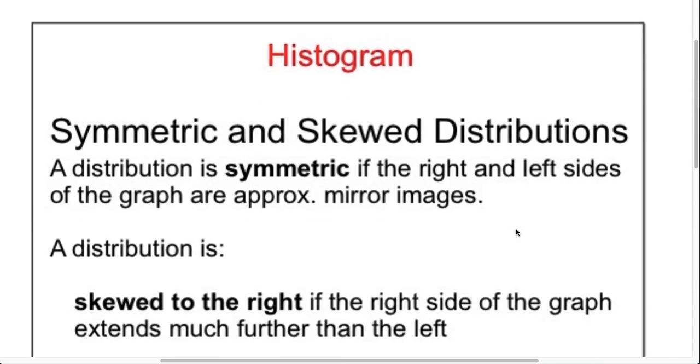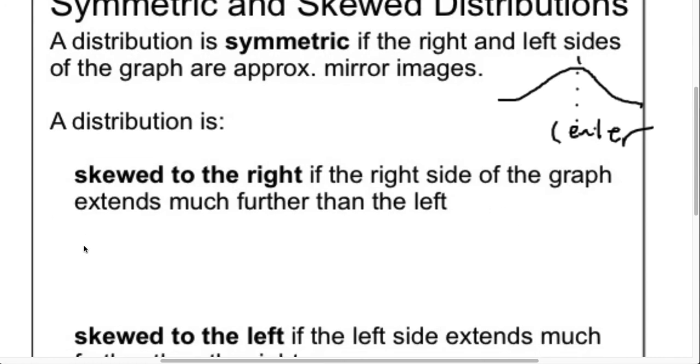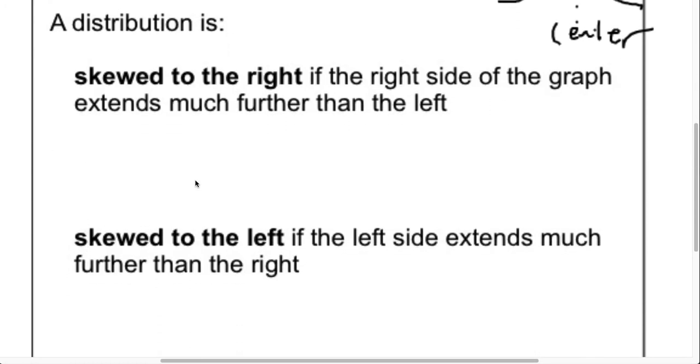And last thing we'll look at here is symmetric or skewed distributions. So a symmetric distribution is where the left and right sides are mirror images. So when you draw your little curve, symmetric is where the curve is right in the center. Okay. A distribution is skewed to the right if the right side of the graph extends much further than the left. So this is probably backwards to what you think.